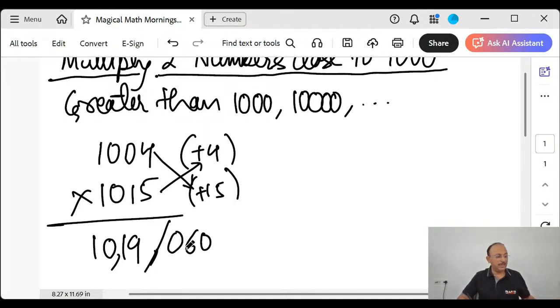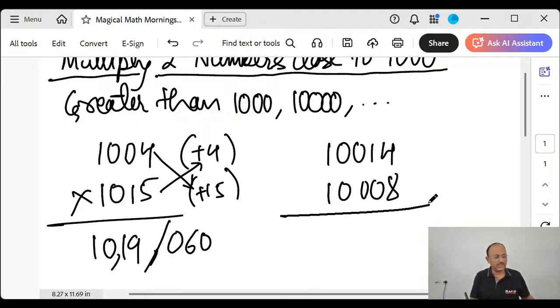Shall we do one more number? Let's take 10,014 and 10,008. Let's take this one. Here the base is 10,000. Correct? Very near to 10,000. So what do we do? We will find the difference. This is 14 more than 10,000. This is 8 more than 10,000.